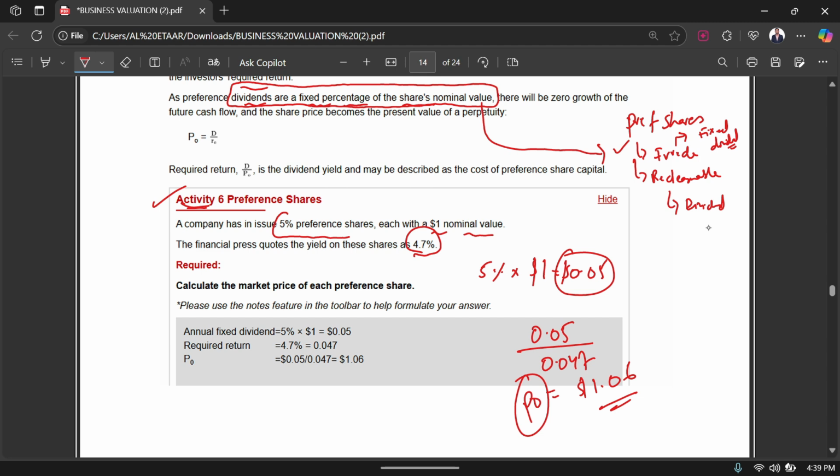Okay, so you guys see that whenever you have preference share in issue and you want to calculate the market value of the share, that's how you do it. It's very simple for preference shares. You calculate the dividend, and the way that you calculate the dividend is that you take the percentage and multiply it with the nominal value. That's a fixed thing that we always do, and you guys know that. Once you have your dividend, divide it by the required return rate, which will always be given to you in the question, and that's how you get your P naught, or your market value for share, which is $1.06.